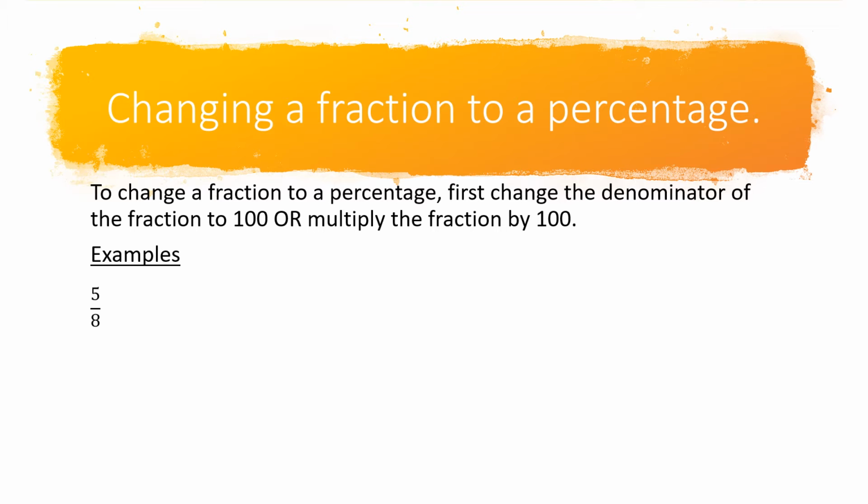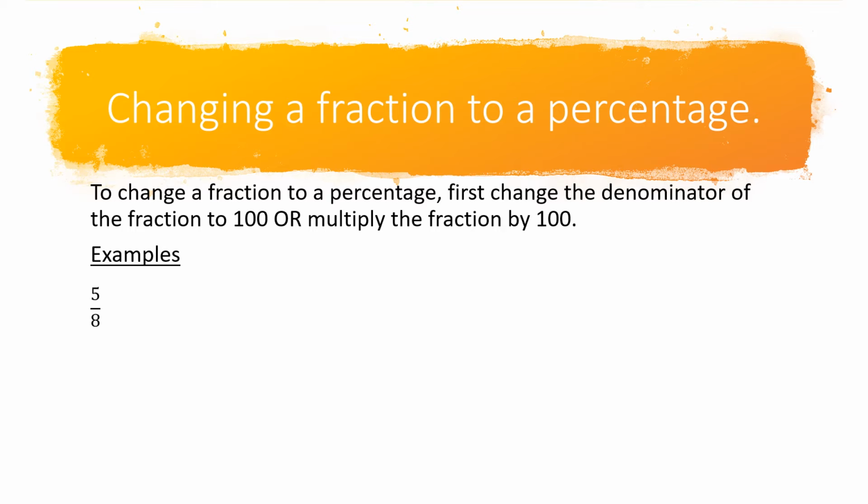Changing a fraction to a percentage. We did this earlier in our first presentation, but we're going to have a look at some more difficult fractions now. So to change a fraction to a percentage, first change the denominator of the fraction to 100 or multiply the fraction by 100. Let's have a look at some examples.